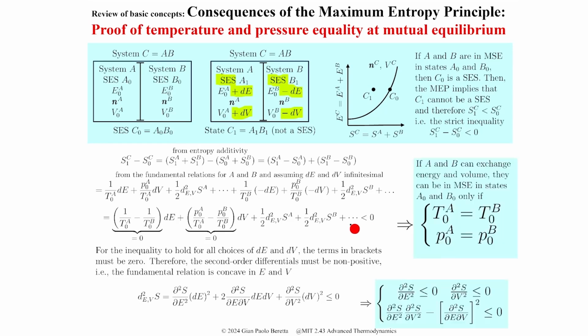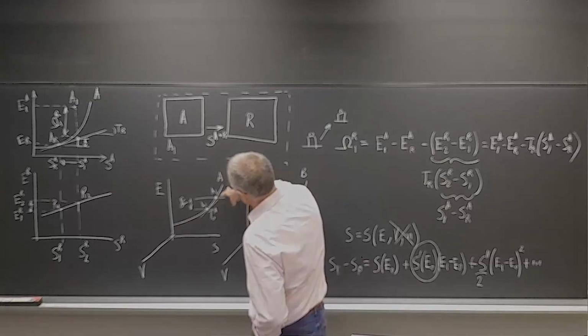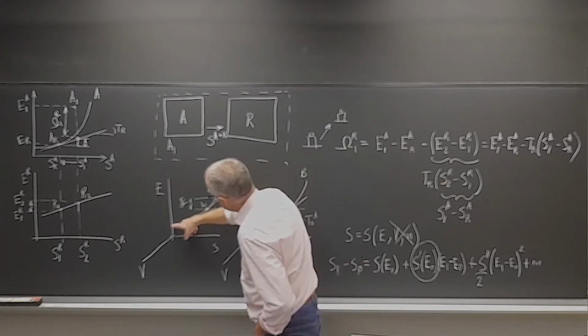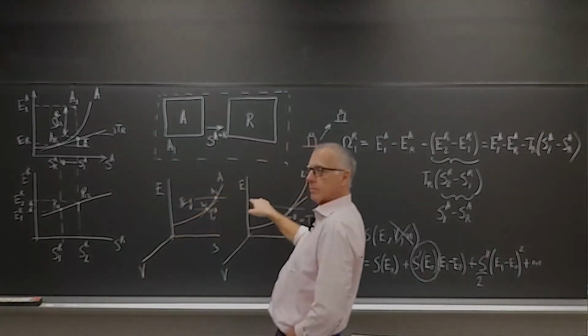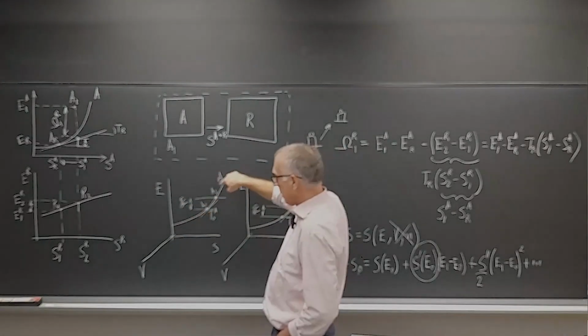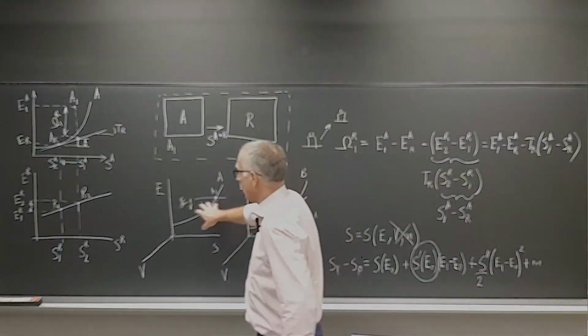Okay. So we proved equality of temperature and equality of pressure, and we proved also the sign of the second derivatives of the fundamental relation. The reason why I have drawn the E versus S diagram this way and not the other way, with the concavity upward, is now proved here. The second derivative of S with respect to E is negative or 0.